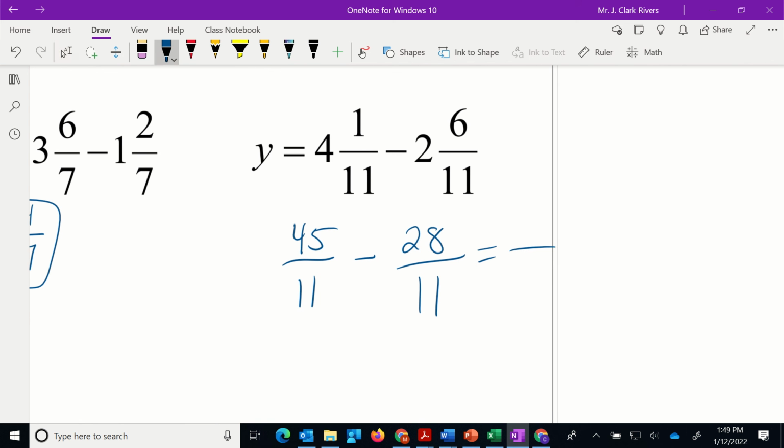Kyle, what'd you get? 17/11. That's right. 45 minus 28 is 17, and we keep our denominator of 11, so 17/11.